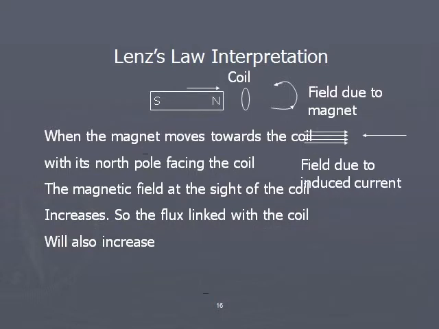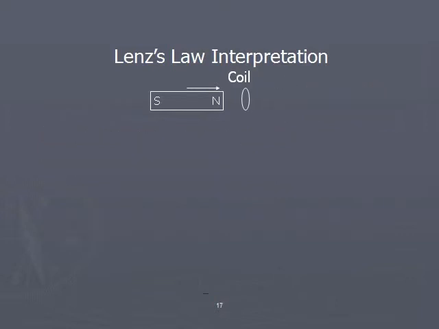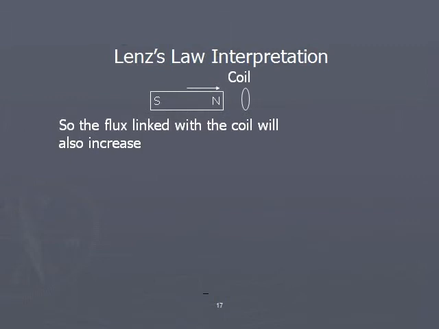So, whenever the magnet is moved towards the coil, say from left to right, with the north pole towards the coil, then the magnetic field is to the right. Due to the flow of the current in the anti-clockwise direction, the magnetic field will be from right to left. It opposes the magnetic field formed by the magnet, because this magnetic field will be increasing.